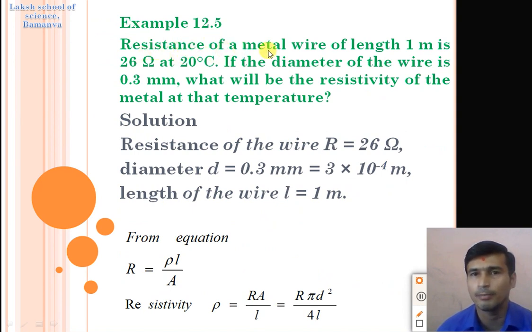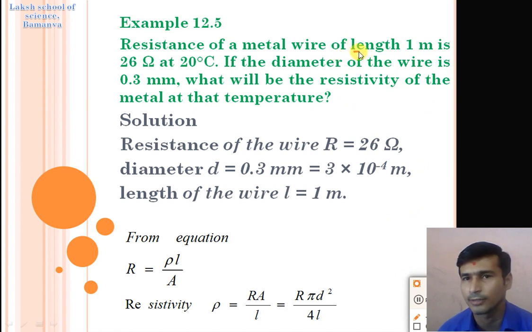Resistance of a metal wire of length 1 meter. So the length of the wire is given to you, 1 meter. Here the resistance of the metallic wire of length 1 meter is 26 ohm. So when the length of the metallic wire is 1 meter, the resistance of the conductor is 26 ohm at 20 degree Celsius. So the resistance of the wire is given to you, R is equal to 26 ohm, right? And the length of the metallic wire is 1 meter.